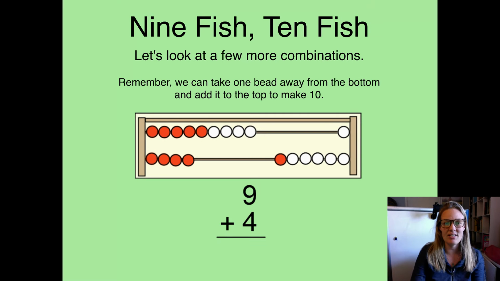Good. All right, let's try this one. Same thing. Imagine that you're going to take 1 bead away from the bottom, and you're going to add it to the top to make 10. So we're going to add the 1 to the top and make that row 10 and take 1 away from the bottom, which would leave us with 3. And 10 plus 3, you know, is 13, which is also why 9 plus 4 equals 13. You got it, guys. Good job.